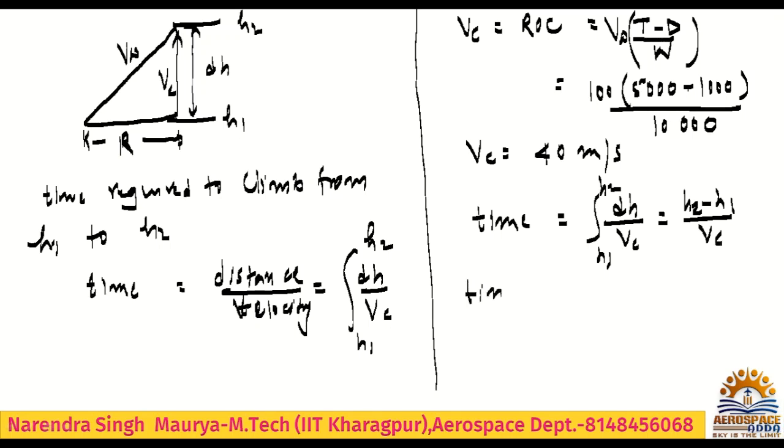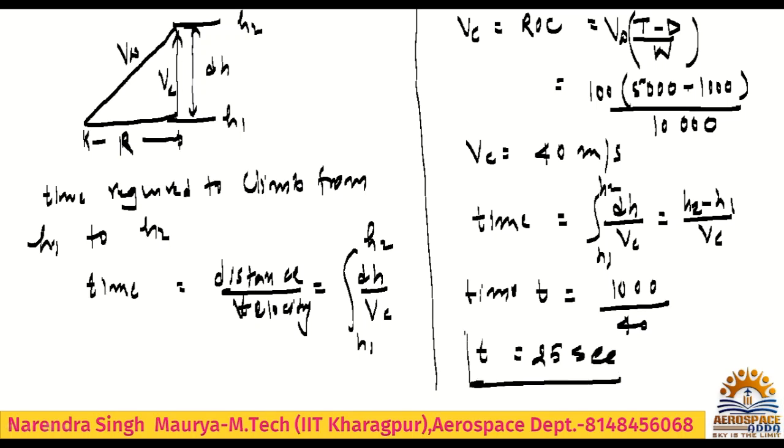So time t is equal to h2 minus h1, which is given as 1000 meters, divided by Vc, which is given as 40 meters per second. So what will be the time? 1000 divided by 25. So for the jet engine, 25 seconds is the minimum time required to reach 1000-meter altitude. That's the solution for this problem.